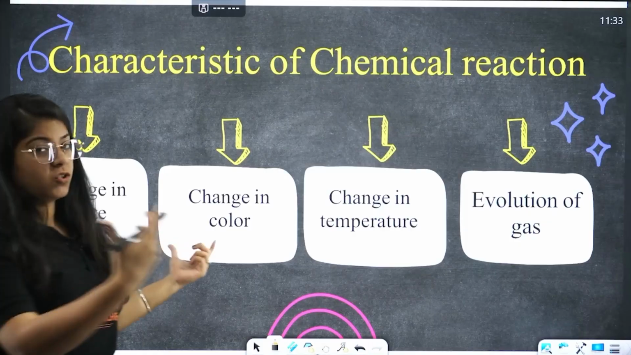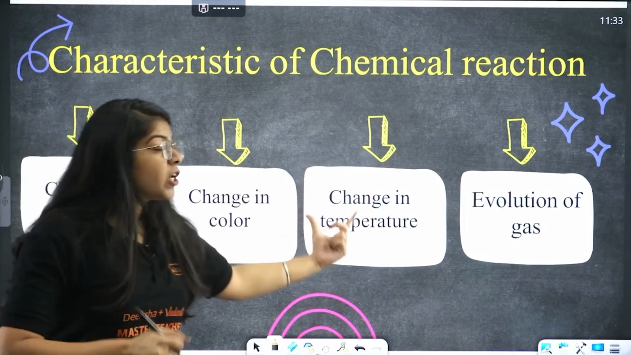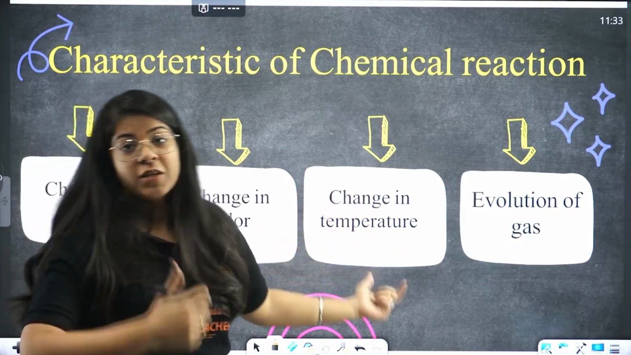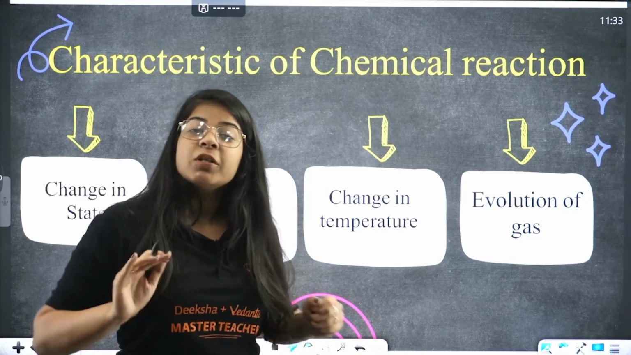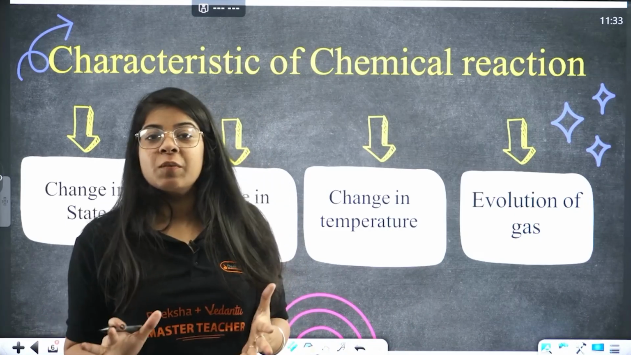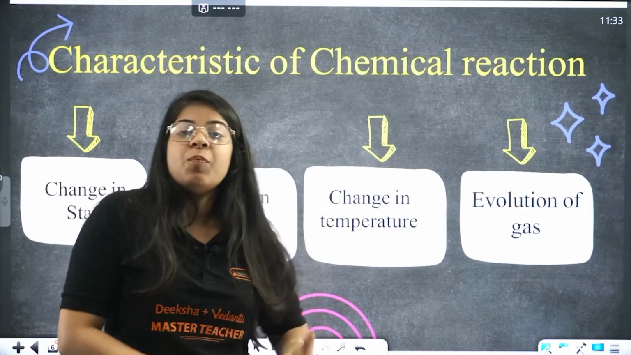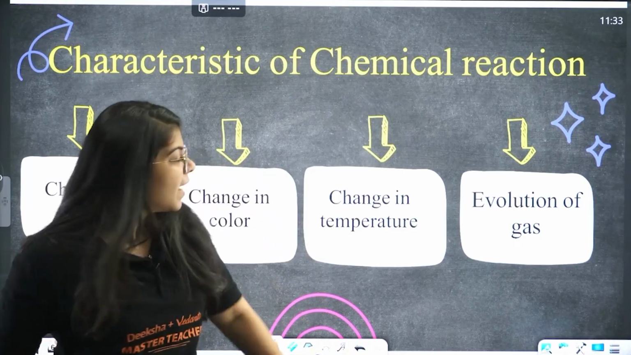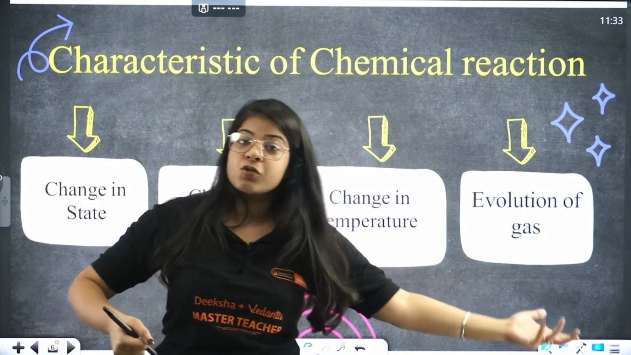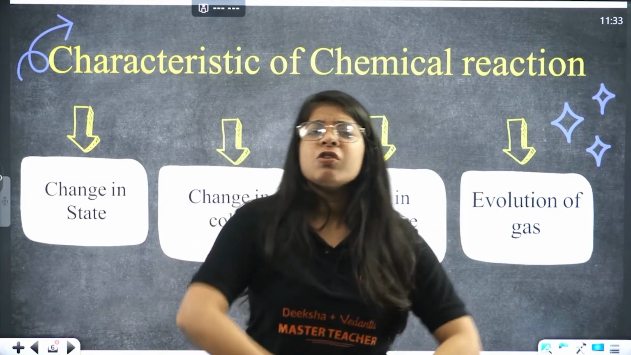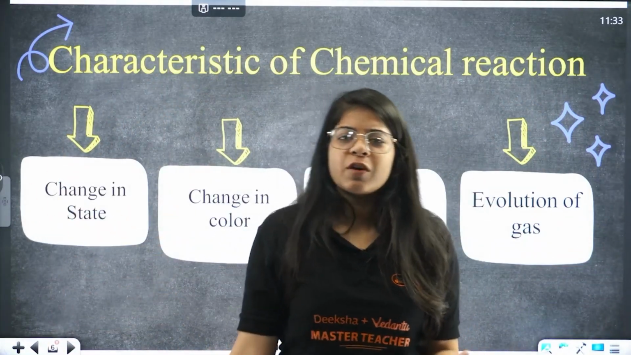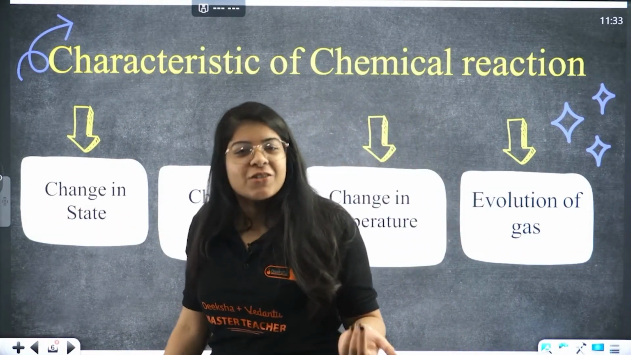Change in color, chai changes its color, right? Change in temperature, the temperature of the chai also changes. No matter, we are giving it heat, but that's a part of the chemical reaction. The giving of the heat is a part of the chemical reaction, right? Then evolution of gas. Sometimes when you combine chemicals, you see lots of gas coming out, lots of stuff coming out. What is that? Evolution of gas.